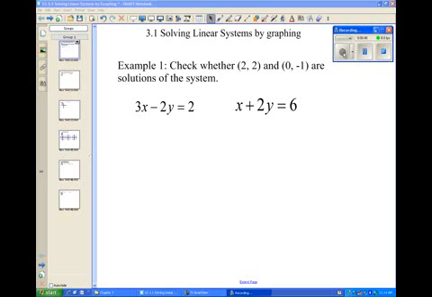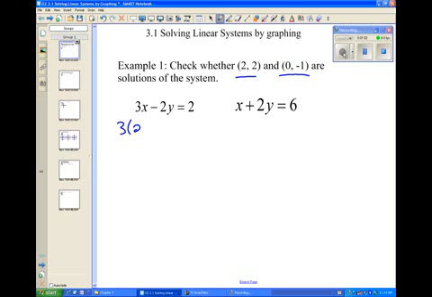So the first question is, what is a solution to a system? A system of equations, again, is two equations: 3x minus 2y equals 2, and x plus 2y equals 6. What I need to decide is whether (2, 2) and (0, -1) are solutions to both of these equations. So let's try (2, 2) first.